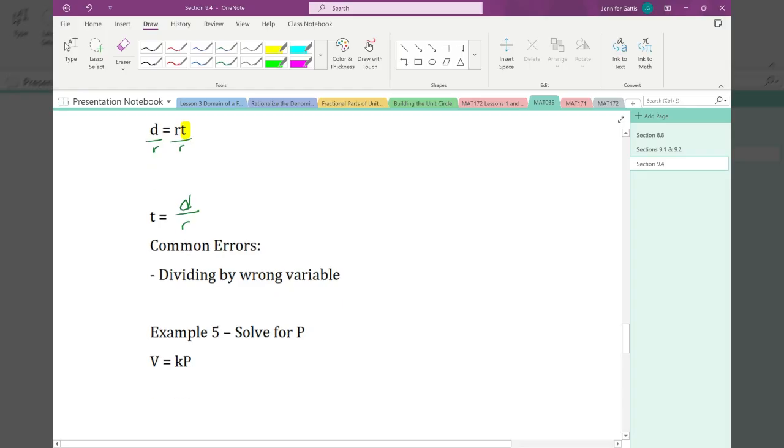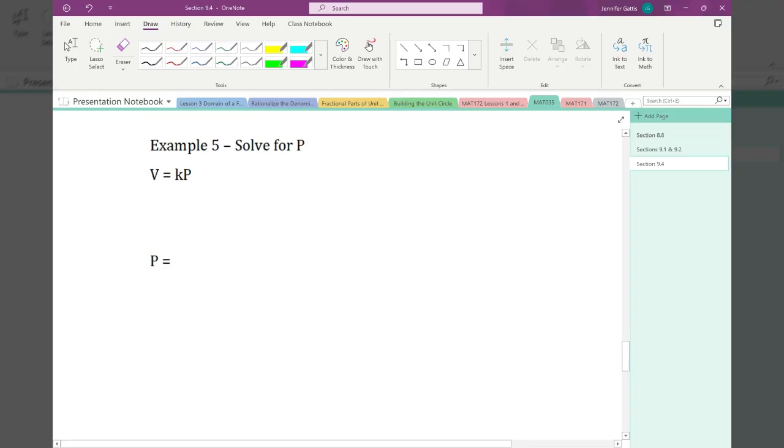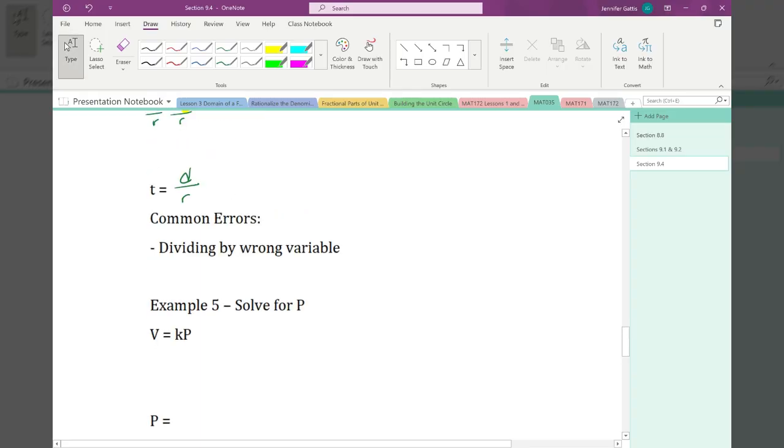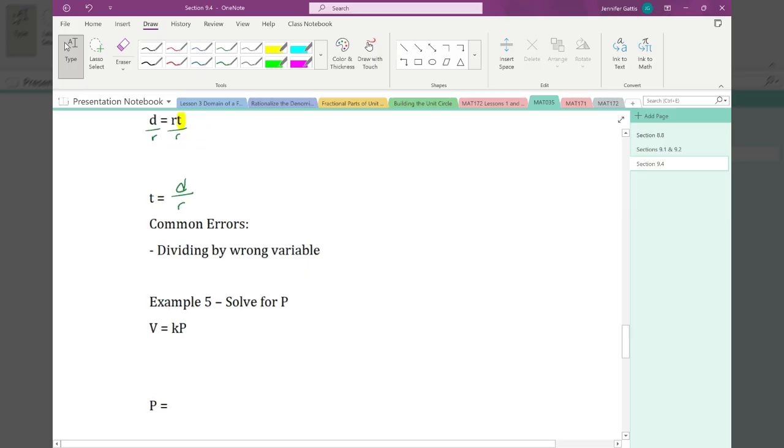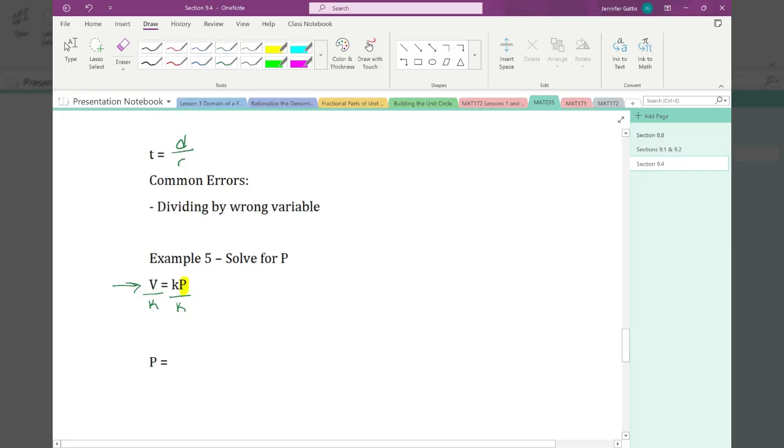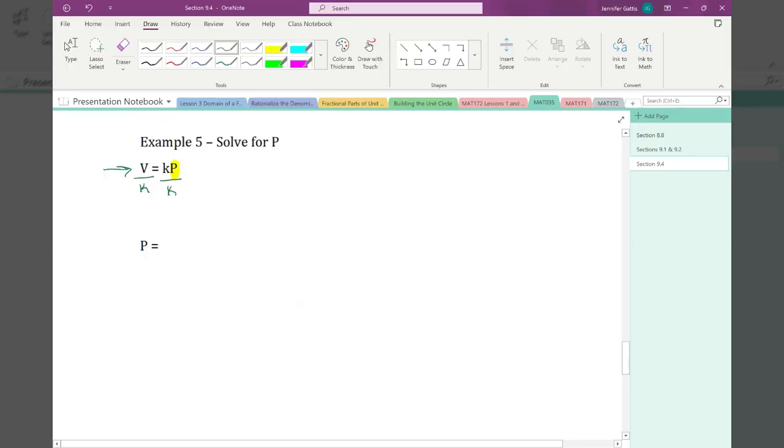So take a moment and see if you can do example 5. V is equal to k times p. In this one, our goal is to isolate p. Well, we need to undo what's being done. And we get that p is equal to v over k.